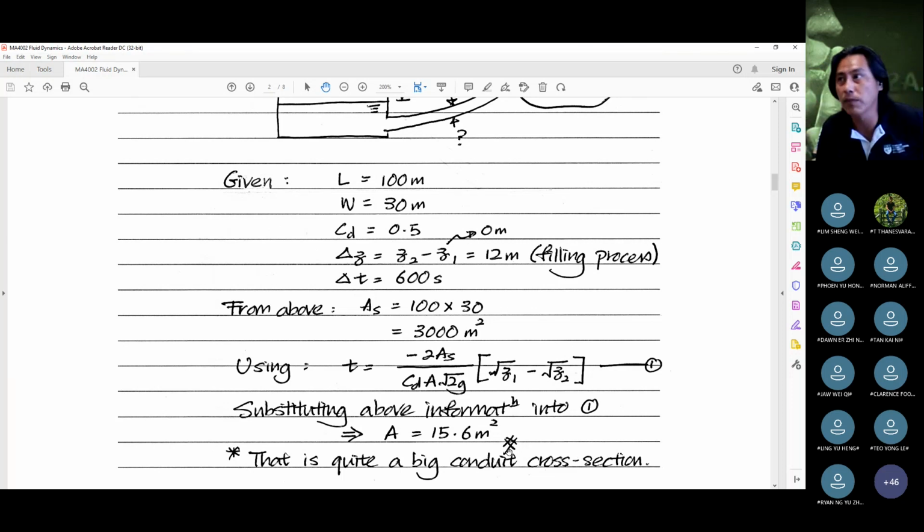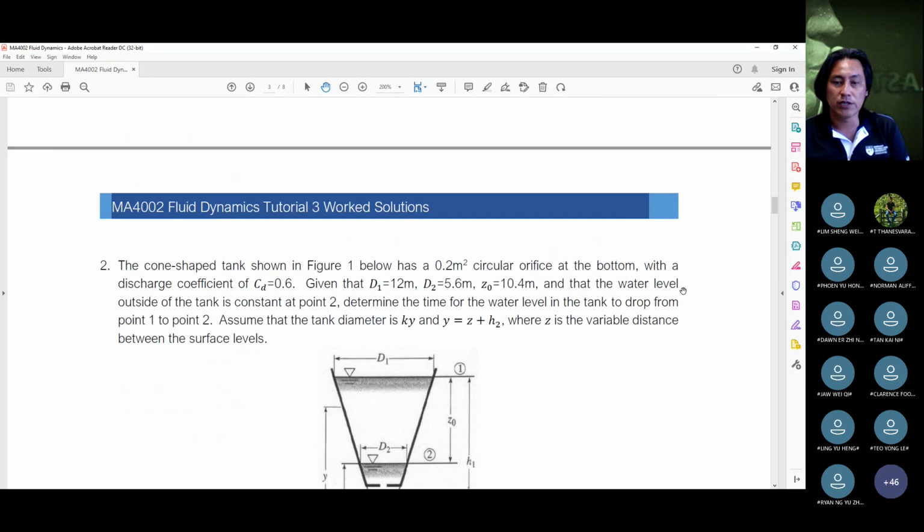But again, you're talking about a ship lock that measures 100 meters in length and 30 meters in width. And you talk about height difference of 12 meters. So naturally speaking, the cross-section of the area of the conduit has got to be large for this amount of water, for the ship lock to be filled within 10 minutes. We're talking about huge flow rate. With that, let's move on to question 2.